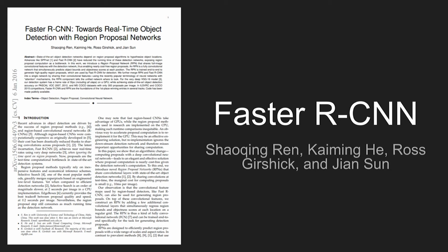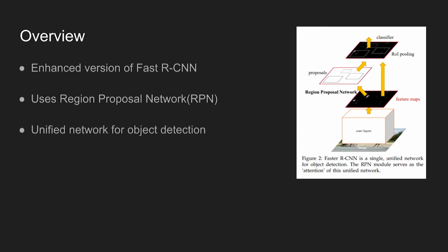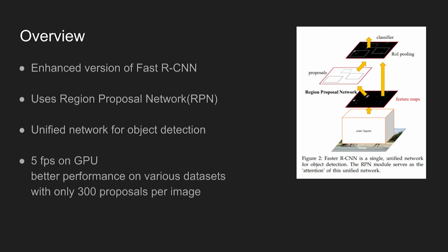Today's paper is Faster R-CNN. The model is the enhanced version of the Fast R-CNN model. Instead of using selective search to make object proposals, the method introduces a CNN-based region proposal network. The proposed method in the paper is a unified network for object detection. It runs on 5 FPS and achieves better performance on various datasets by making only 300 proposals per image.